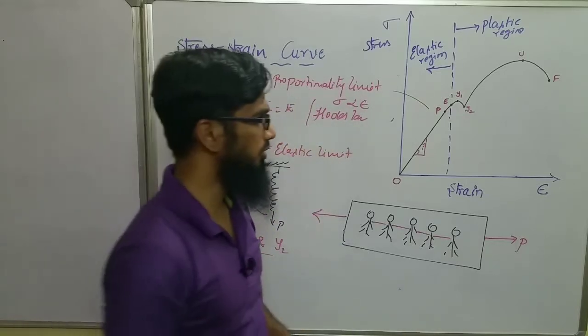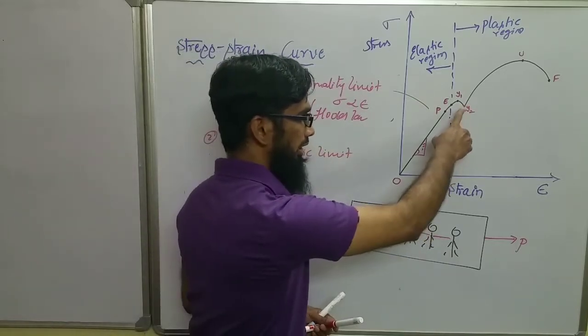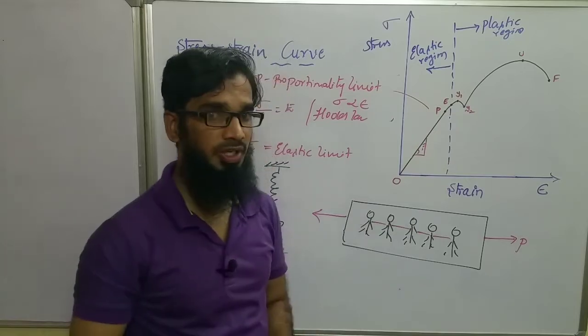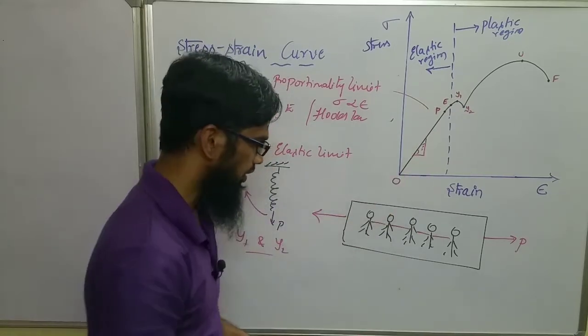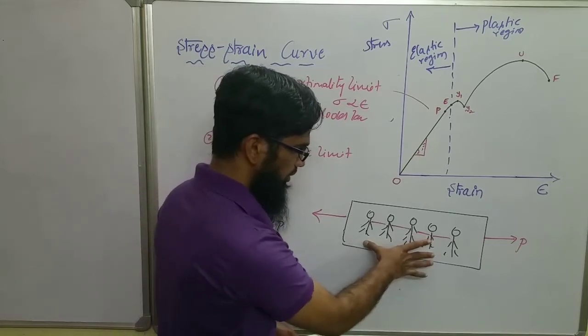Why am I telling this? What is the condition from y2 to u? Why does the curve increase? I am trying to explain that. Now initially they will have the bonding here.